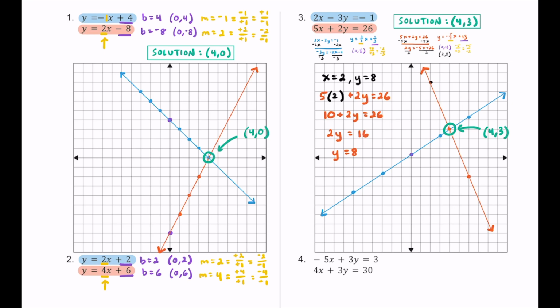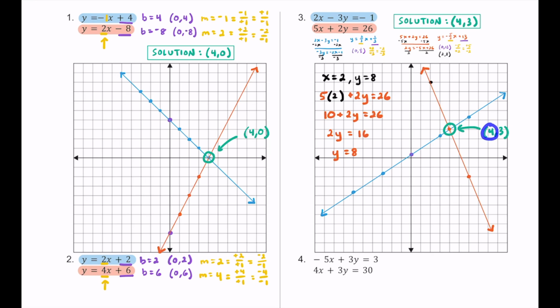If you want to go ahead and check this, you can take this 4 for x, substitute it into that first equation. So 2 times 4 is going to be 8. Then take this 3 and substitute it in for y. So that 3 times 3 is 9. So we have 8 minus 9, and that does equal this -1. So that checks out for that top equation.